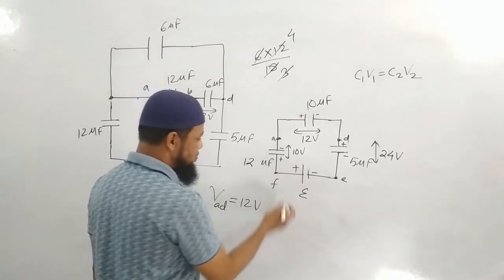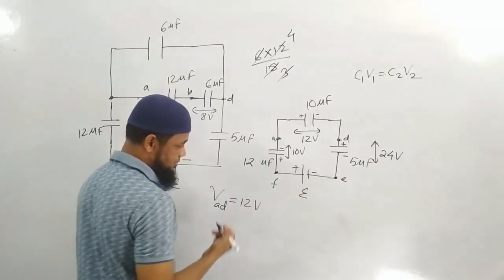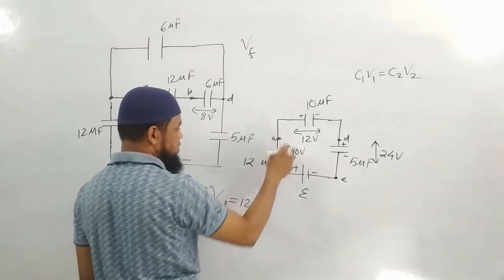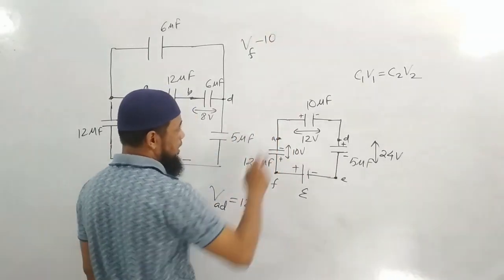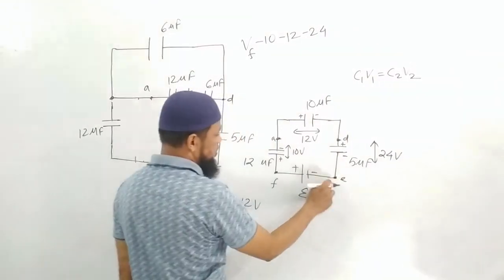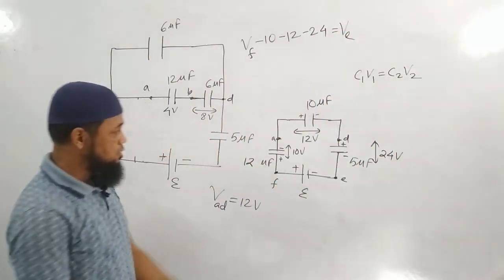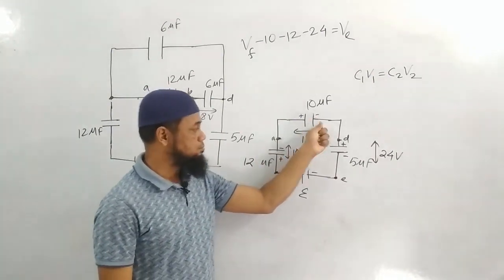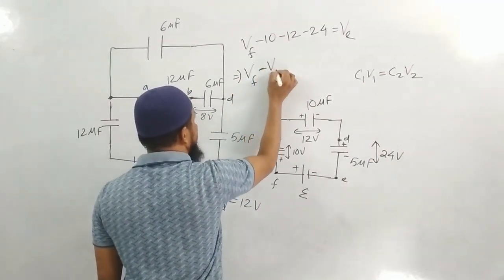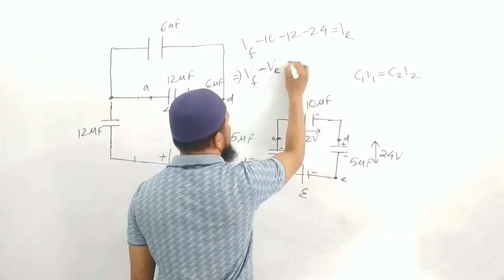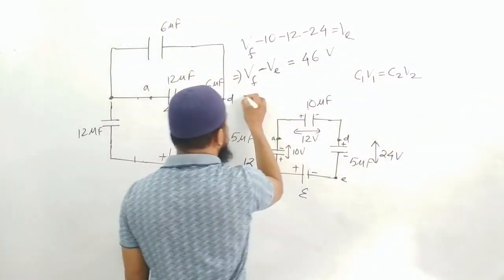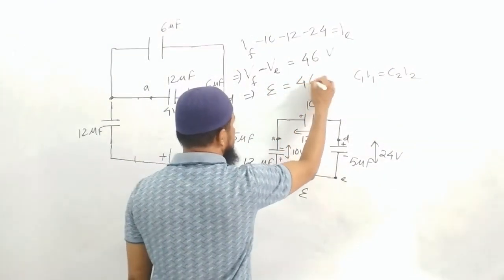10 volt. So if I start from this particular point E, then I go to F. What I'll get? VF at this point, positive to negative, there's a drop. So what will be the drop? VF minus 10. Again, positive to negative, minus 12. Again, positive to negative, minus 24. We have reached the point E. So potential at F, minus 10, minus 12, minus 24 is the potential at E. So VF minus VE, potential at F minus potential at E will become how much? 24, 36, 46 volt. VF minus VE is the EMF of the cell.